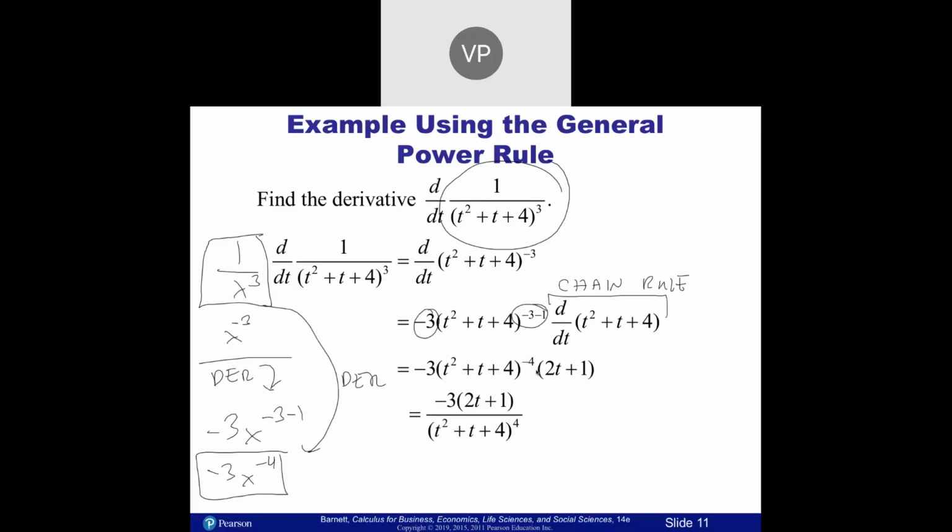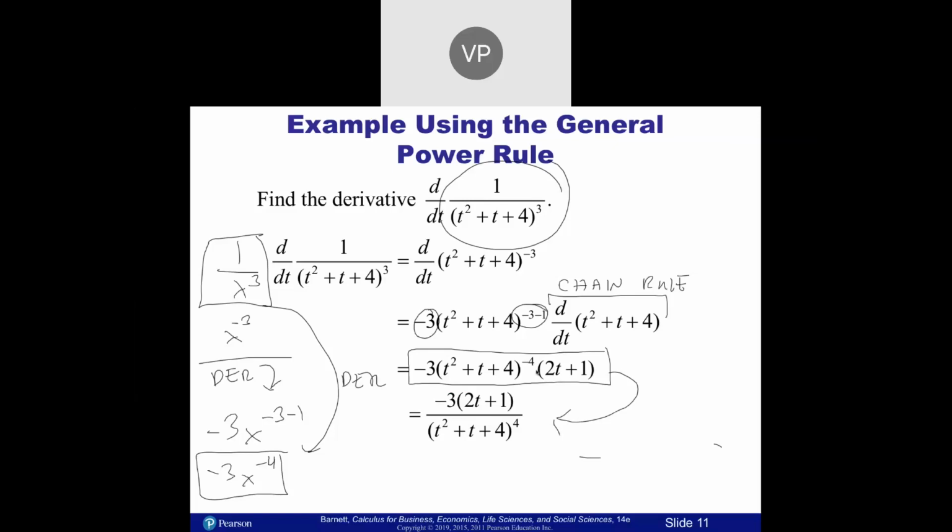Now I want to make sure everyone sees how we went from here over to here. Okay, so the -3 stays on top. The parenthesis 2t plus 1 stays on top. And that whole thing, the term to the -4, goes back down to the bottom because that's what a -4 power is. That's where the +4 power appears.